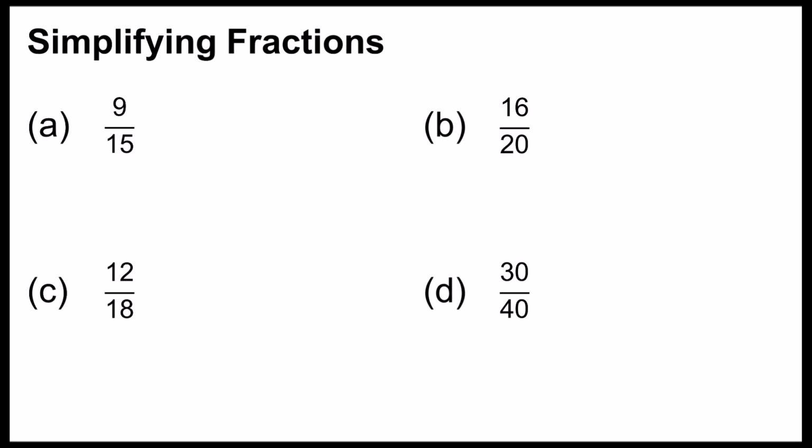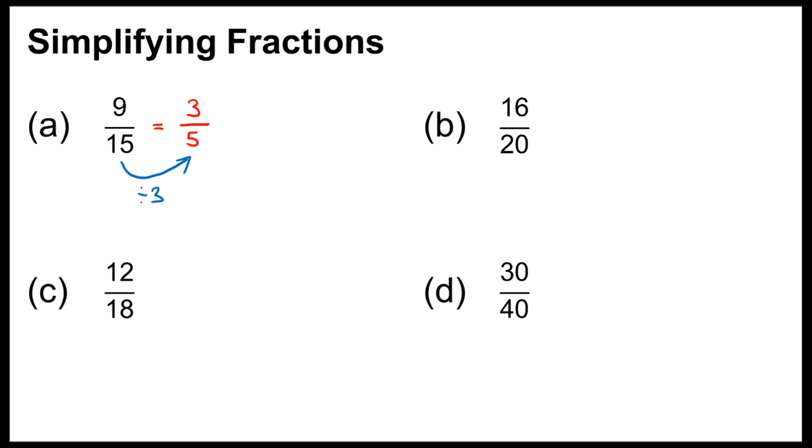So, in the first example, 9 over 15, the biggest number that divides into both 9 and 15 is 3. So I need to divide the top and the bottom of my fraction by 3. I know that 9 divided by 3 is 3. That's going to be my top number. And I know that 15 divided by 3 is 5. So therefore my simplified fraction is 3/5.